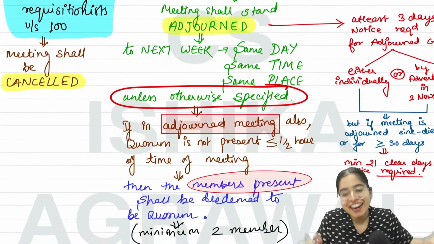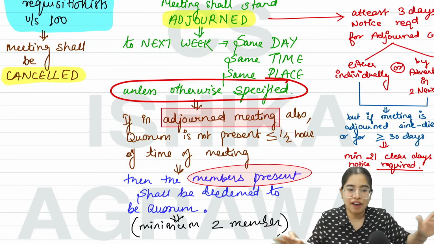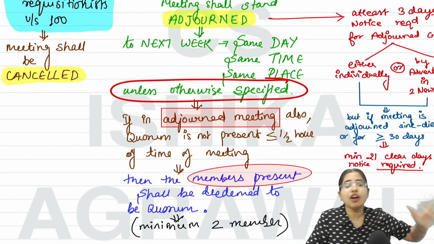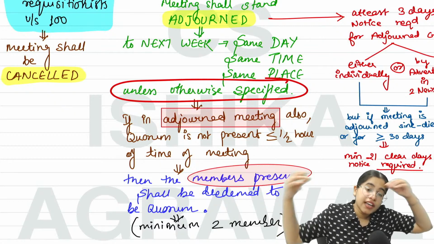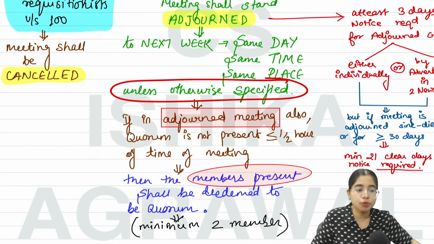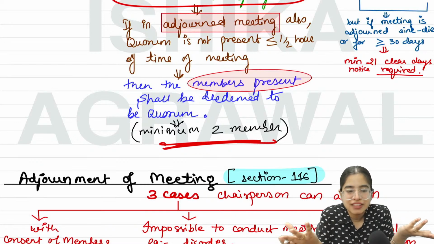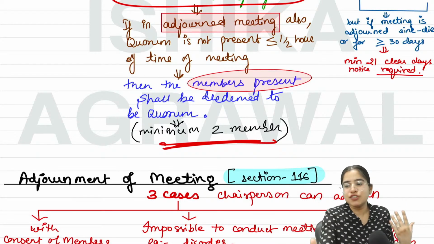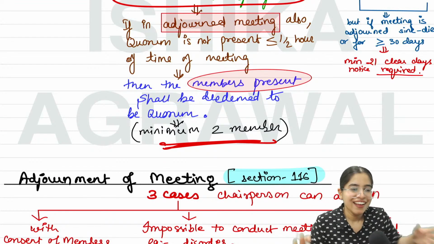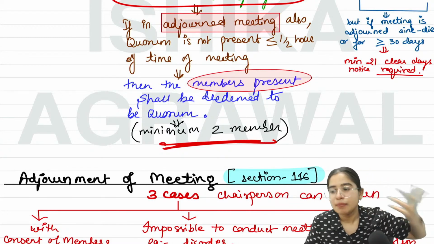So if in the adjourned meeting also quorum is not present, what we will do? We will wait for half an hour. And if within half an hour also quorum is not present, then the members present will be deemed to be quorum. Even if 2 members are present, it's okay, they will be deemed to be quorum, but there should be minimum 2 members. Why? Because a single person cannot do meeting with himself. Like I cannot teach to myself, there should be at least 1 student present. So minimum 2 members should be present, and if 2 members are not present, then basically it will be cancelled.